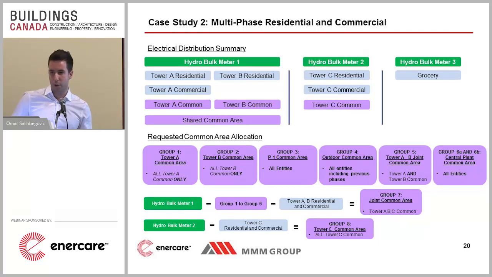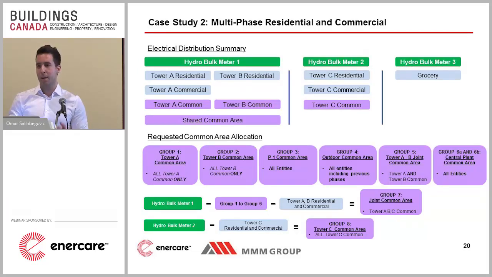So we sat down with the developer, we sat down with the consultants, and we said, how do you want the common areas to be split? And this is the result of that. They said, we want Tower A to pay for its own common areas. Makes sense. We want Tower B to pay for its own common areas. Makes sense. We want the P1 space to be metered and billed separately because everyone would be using the P1 space. This is something we see very commonly in mixed-use developments.